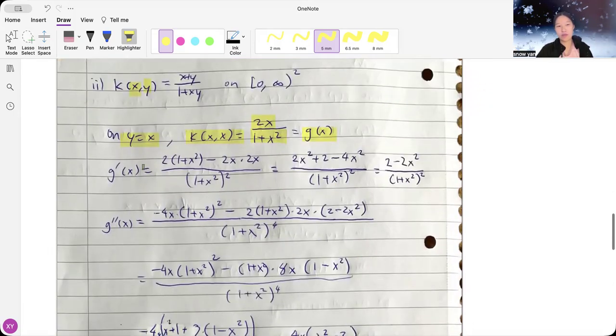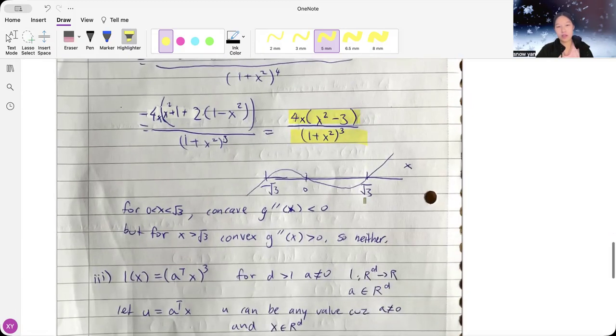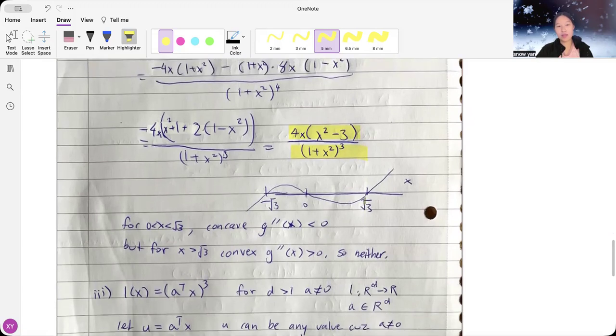I'm going to take the derivative of g of x, and then g prime of x. This is just algebra. There's not much to talk about. But essentially, the second derivative evaluates to this. So then what we can do with this is that we know that this function does something over here, because for x from 0 to square root 3, it's concave, but for x greater than square root 3, we have something convex. So then it's neither.